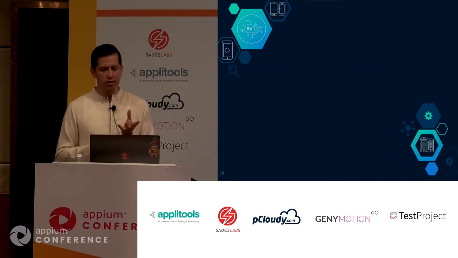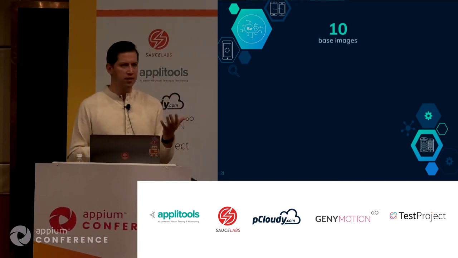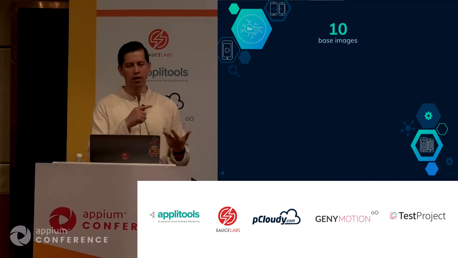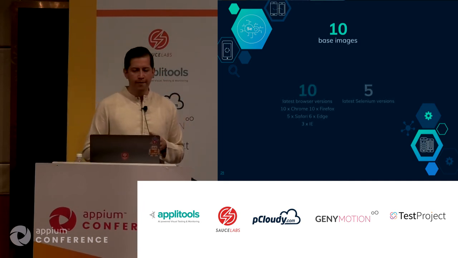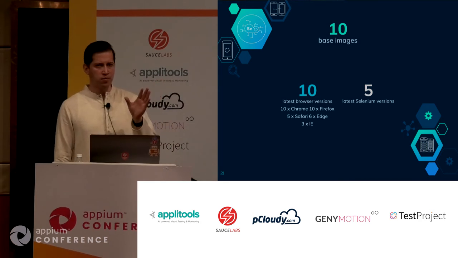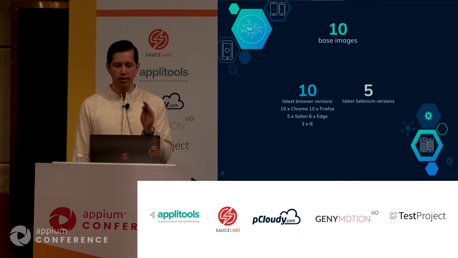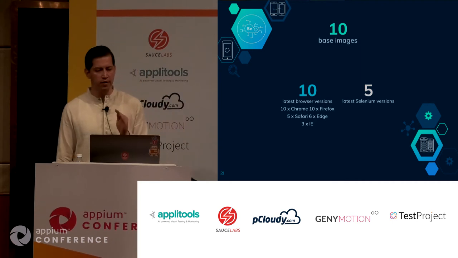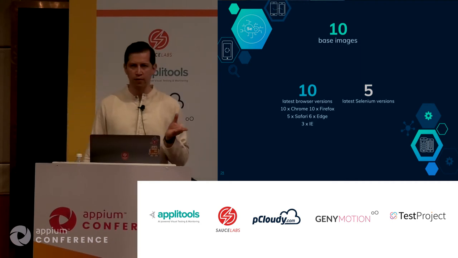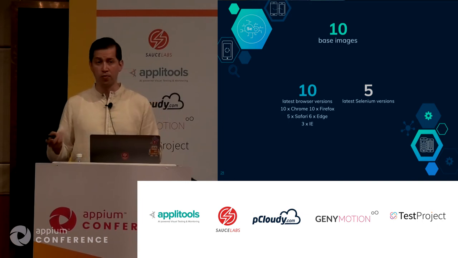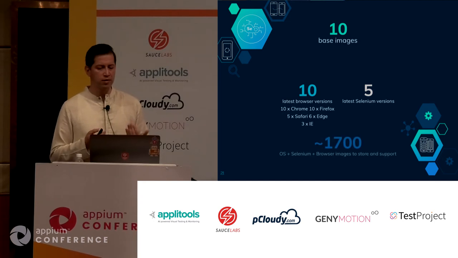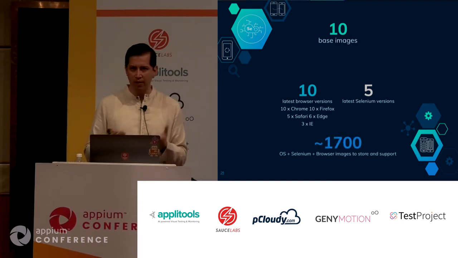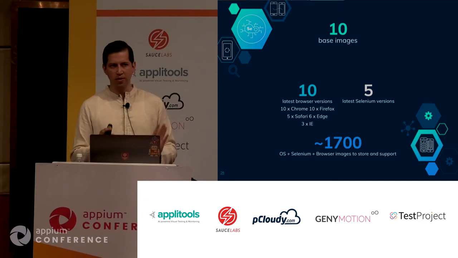So the problem here is that if we have these 10 base images, so Windows 7, Windows 8, the different versions of OS X and Ubuntu, if we use the 10 latest browser versions, let's say Chrome and Firefox 10 latest, then Safari and Edge 5 and 6, and then we can have the latest 3 of Internet Explorer. And let's say they're going to support the latest 5 Selenium versions. So all these combinations give us around 1,700 images to maintain. So that's a bit too much, and there has to be a better approach.